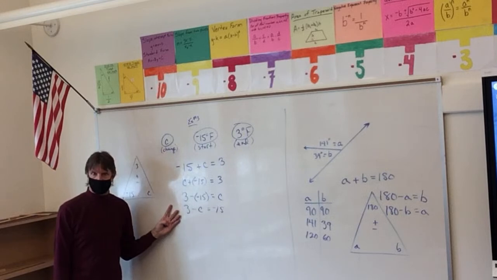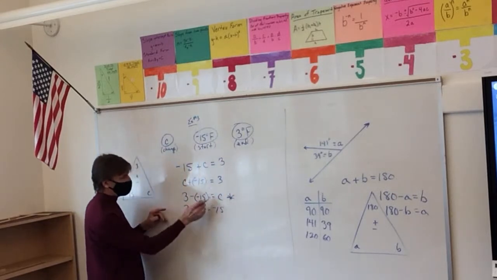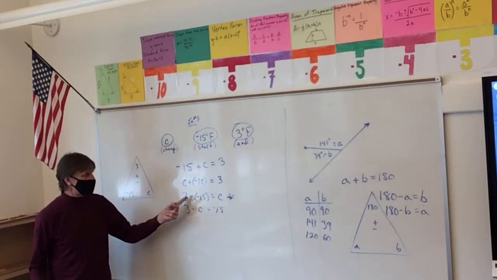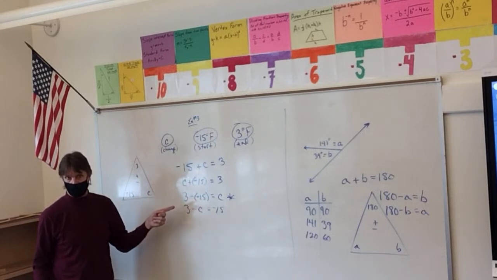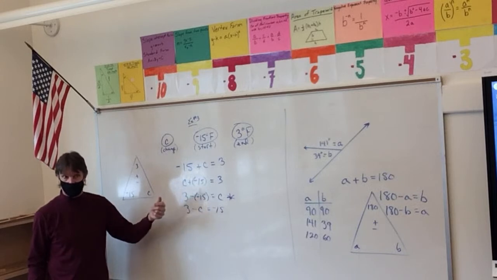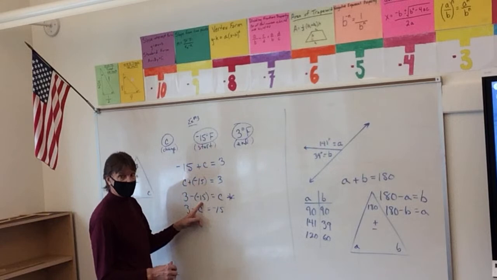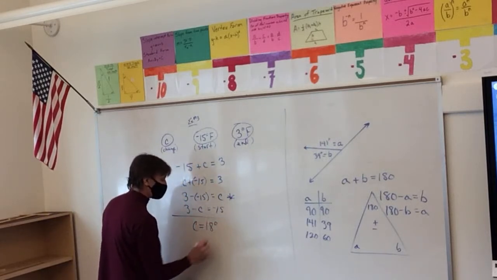Sarah, which one do you think? 3 minus negative 15. Yeah. Because right here we have both of the numbers on the same side of the equal sign that we work with. So what's 3 subtract negative 15? What does that equal? Subtracting a negative is like adding. So 3 plus 15 is 18. So C equals 18 degrees.